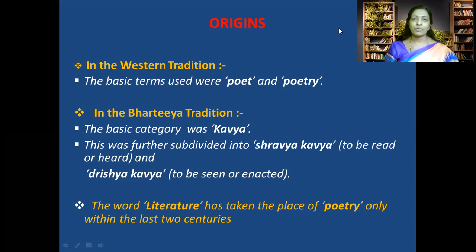This term kavya or this category of art was further subdivided into Shravya Kavya and Drishya Kavya. Shravya Kavya was all those works which were to be read or heard, generally heard. Drishya Kavya were those works which could be seen or enacted. That is, either a play which was enacted in front of the people or a certain illustration or a drawing which could be seen. So, in our ancient traditions, it was generally the word poetry or kavya which meant literature.